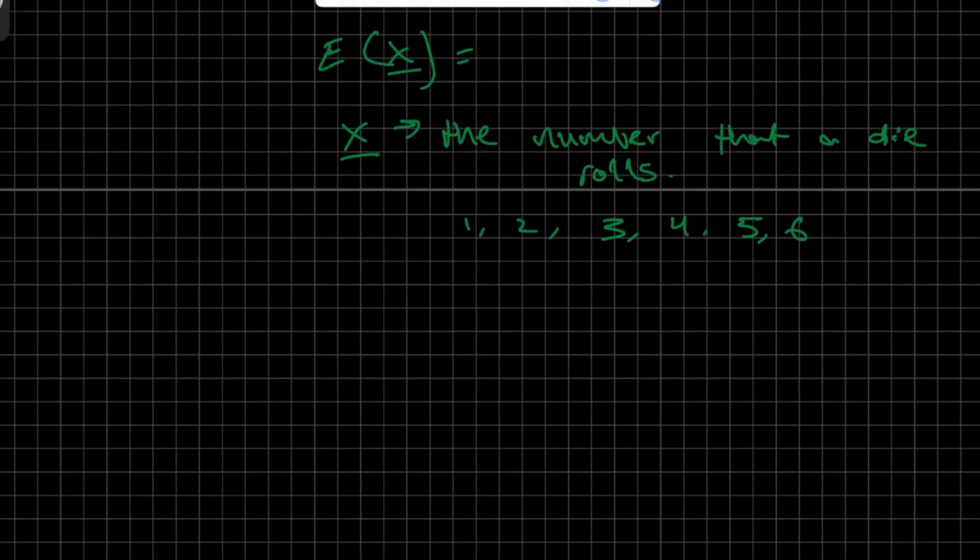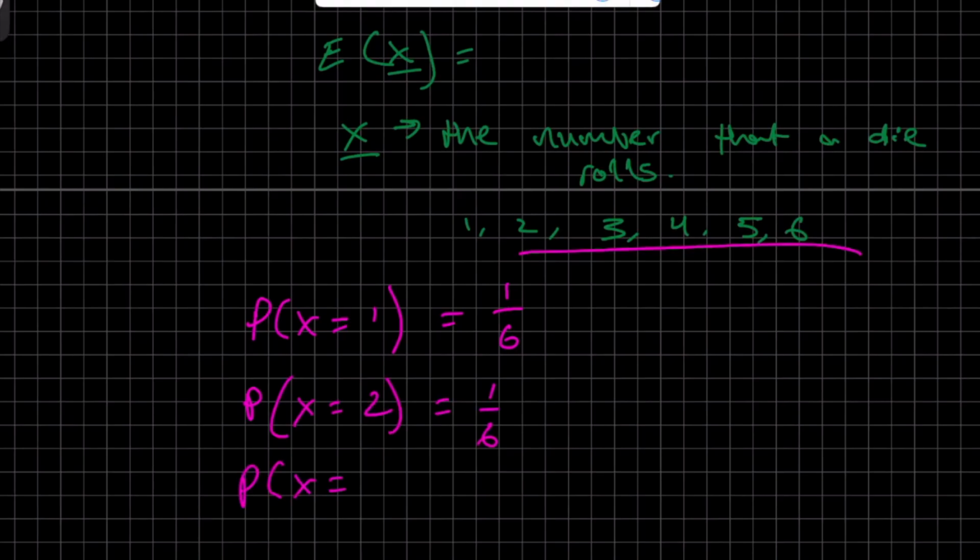The probability that we get any one of these, so the probability of X, the number our die rolls, being 1, would simply be equal to 1 over 6. Same thing for each of these other numbers. So P(X equals 2) would be 1 over 6. 3 would also be 1 over 6.